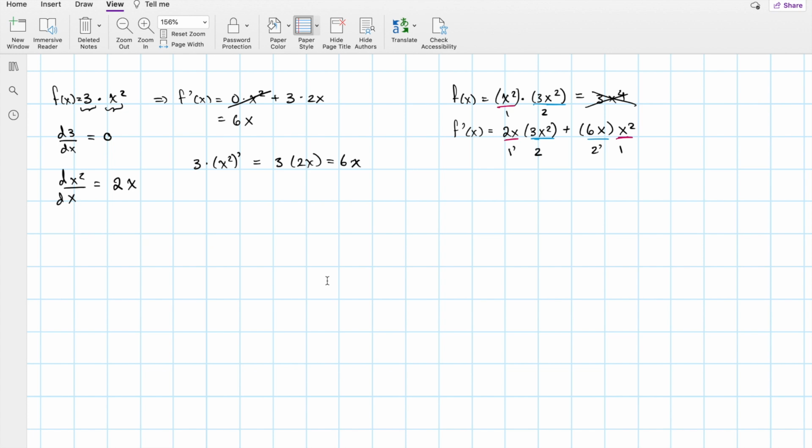Try another practice problem. Maybe stop the video if you'd like. What if I had x plus 1 times x squared? Now, for our practice sake, let's not simplify this.